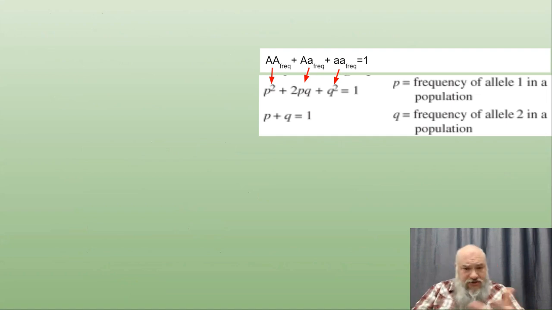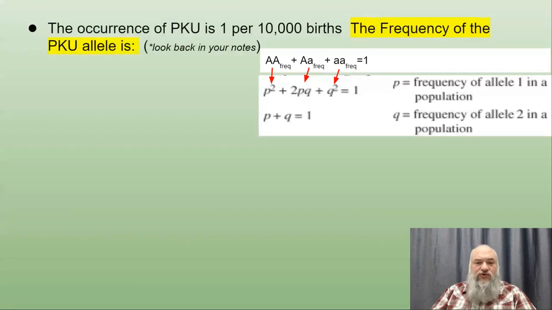So let's take a look at this. Let's use these equations in this situation. Okay, so the occurrence of PKU is 1 per 10,000 births. PKU is a recessive trait in this case, so we're going to use q, not p. The frequency of homozygous recessive, which is what you have to be to get PKU, is 1 in 10,000 births, or 0.0001. That is the frequency of that genotype.